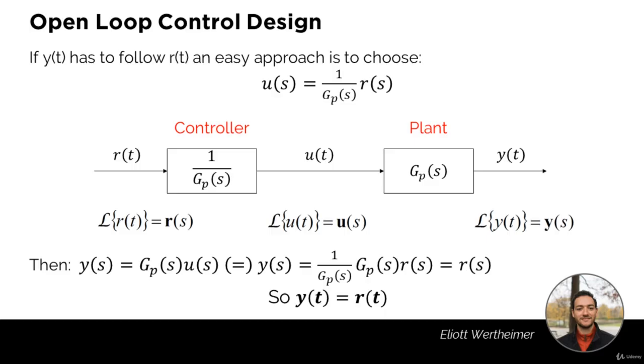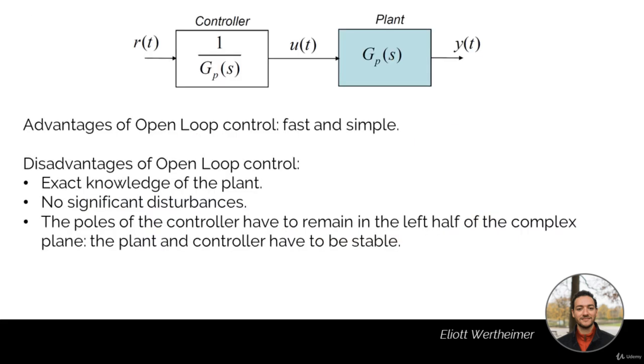And why does this work? Because you want your reference to be your output. So all you have to do with your controller is to completely cancel your plant. Your controller has to counteract the effects of your plant, and therefore it has to be the inverse function. If you have transfer functions for each, it's very easy to do. So open loop control is actually extremely simple. All you do is, because you want your output to be equal to your reference, you build a controller that cancels your plant, so that your output is exactly your reference.